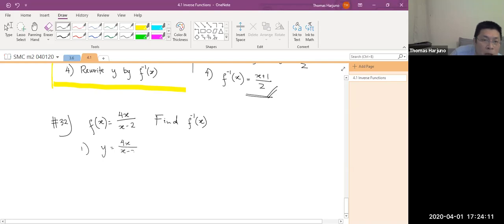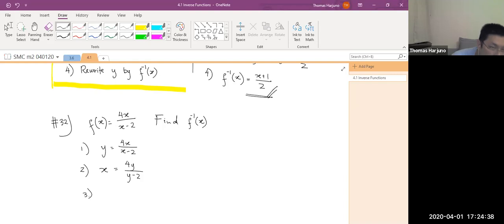In your test 1, I had a question similar to this, but at that time I asked you to solve for x. Now here, before we solve, we swap the x and y first in step 2. And now we solve for y, which was originally our x, right? So first step, I replace f(x) by y. Second, I swap x and y. X becomes y, y becomes x. And then in the third step, I solve for y.